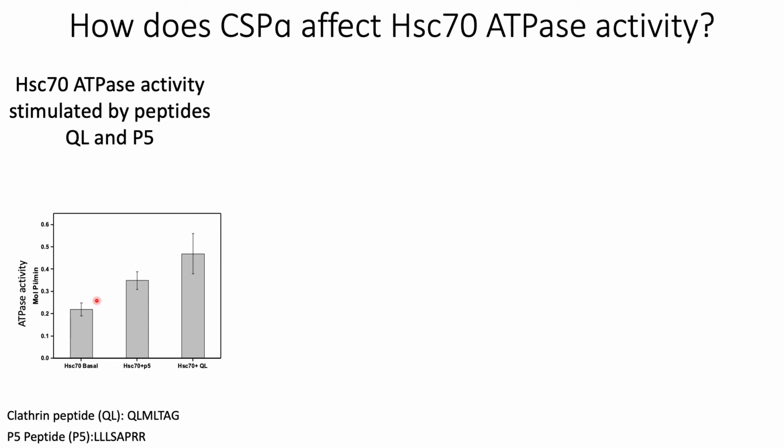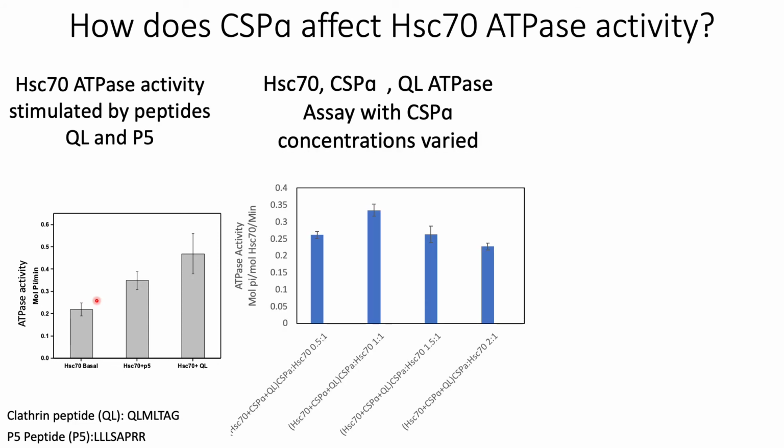The next step was to look at how adding CSP alpha to HSC70 affects this ATPase activity. So this is HSC70, CSP alpha, and the peptide QL, which was used here. At a 1-to-1 ratio of CSP alpha and HSC70 was the highest stimulated ATPase activity. Other papers with different J proteins and chaperones have also seen a 1-to-1 ratio.